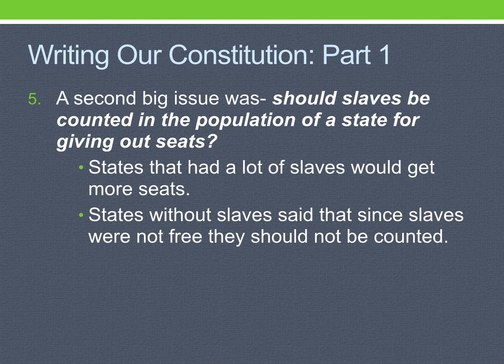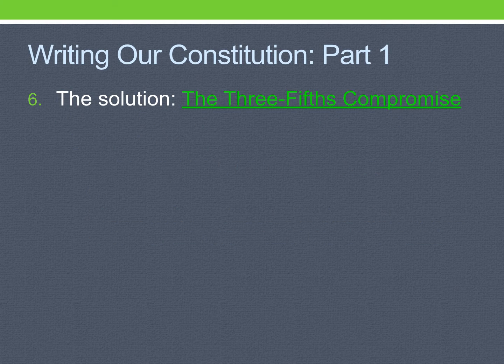States without slaves felt that this was wrong. They argued that slaves weren't free, they weren't treated like citizens, and so they shouldn't be counted. So here you have a disagreement between slave states and free states. And again, argument, back and forth, debate. The whole thing nearly falls apart. And the solution they come up with is the infamous 3/5 compromise.